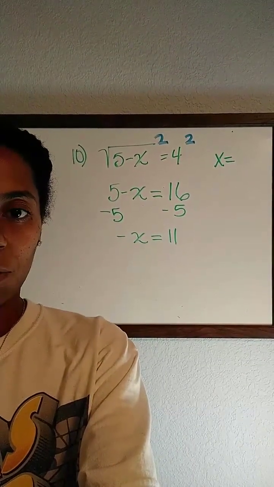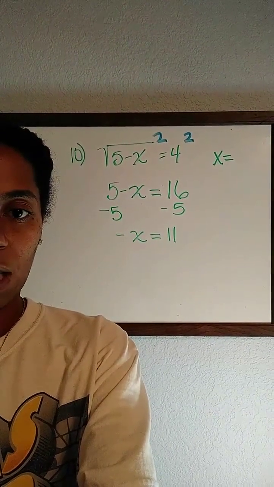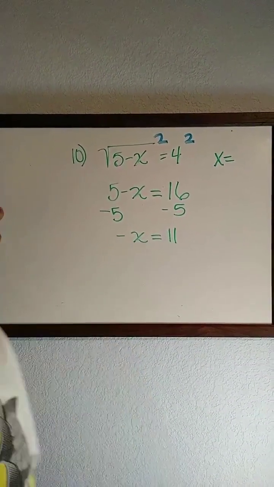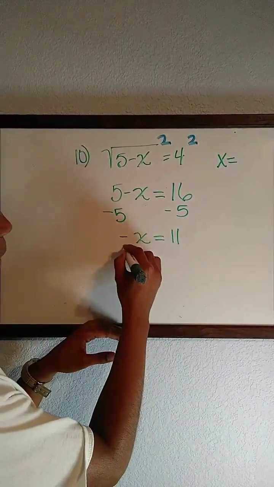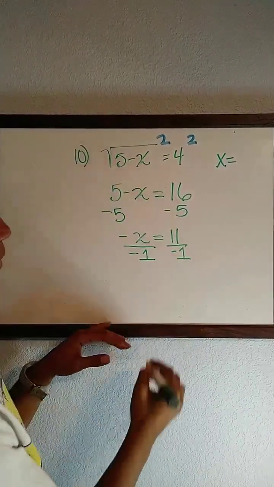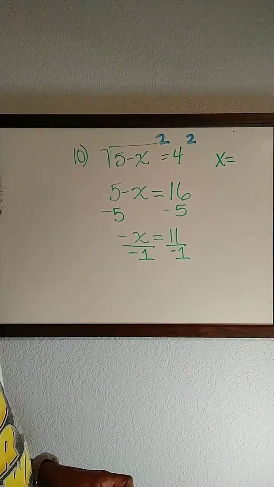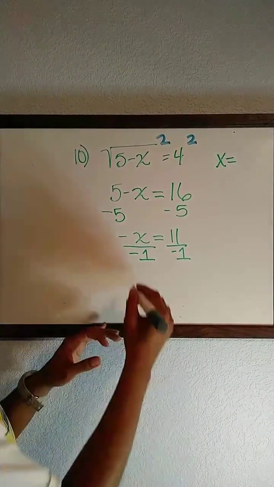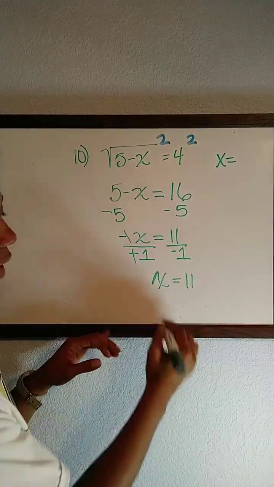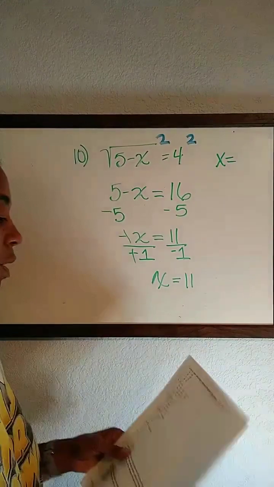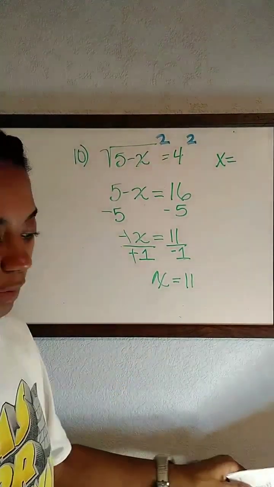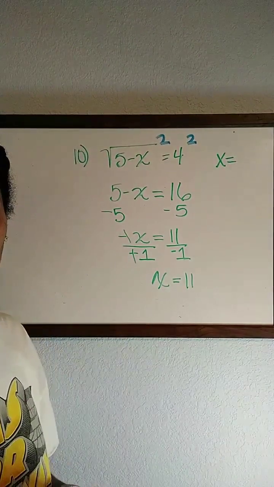What's the last step? Because I have to get rid of that negative. Divide. Yep, Z said divide. So then that goes away, and I have x is equal to positive 11, which is answer choice D. Okay, answer choice D. Very good, everybody.